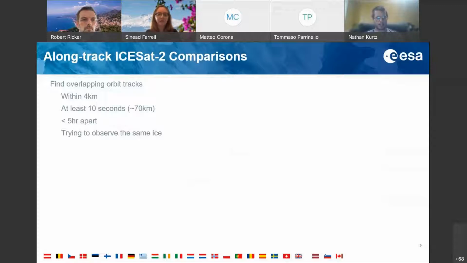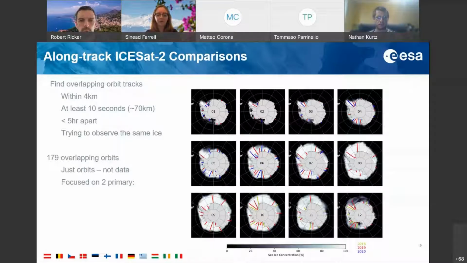So to do this, though, we took a different approach for comparison. Instead of just starting out at the broad scale, we were inspired by the Cryo2Ice campaign and looked for overlapping tracks within the Southern Ocean. And so here's just a plot of how we attempted to do this using data that existed prior to Cryo2Ice. So there actually were some overlapping tracks that happened, especially in the Southern Ocean, prior to Cryo2Ice. And so again, here's just the criteria. And we found 179 overlapping orbits.